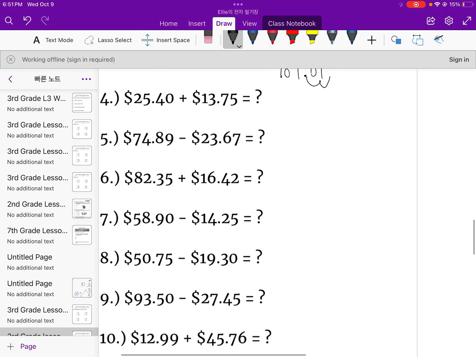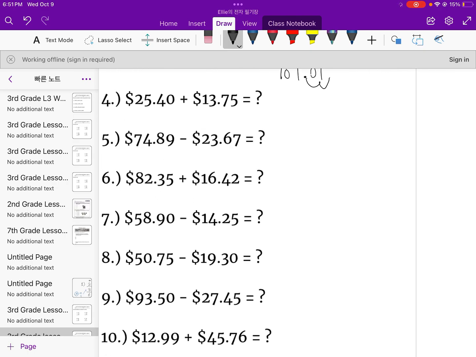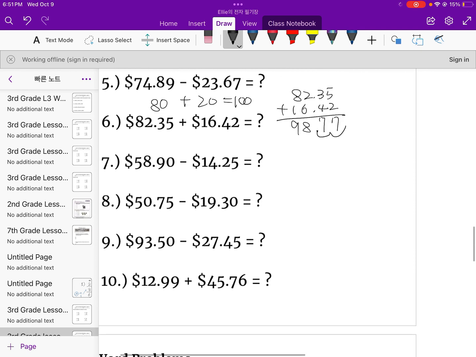For number 6, we have 82.35 plus 16.42. So the estimate is 40 and 20. So it's 100. And when we calculate the exact number, it's gonna be 5 plus 2 is 7, 3 plus 4 is 7, 2 plus 6 is 8, 8 plus 1 is 9. We move the decimal places, so 98.77.